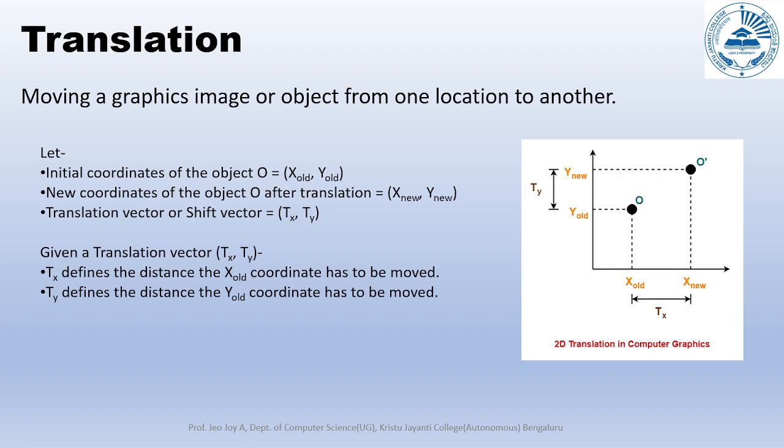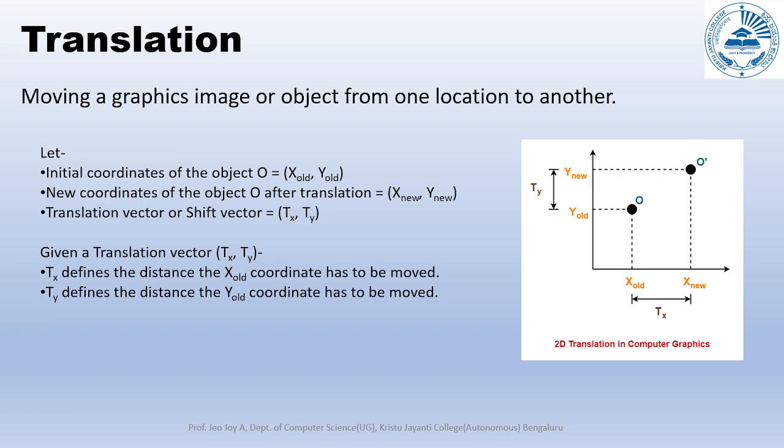First of all, we begin with translation. Translation is defined as moving a graphics image or object from one location to another. Let the initial coordinates of the object be represented as capital O, which is defined by the Cartesian coordinates x old and y old. And let the new coordinates of the object O after translation be represented as x new and y new.